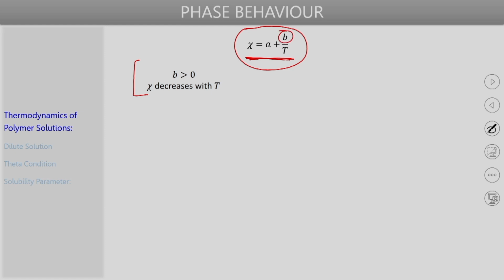parameter B is greater than 0. So, if B is greater than 0, what it means is that this chi parameter will decrease with temperature, right. B is positive, then the larger the value of temperature we have here, the smaller will this ratio become, and the smaller this ratio becomes, the smaller the value of chi will become. So, chi in this case will decrease as temperature increases.